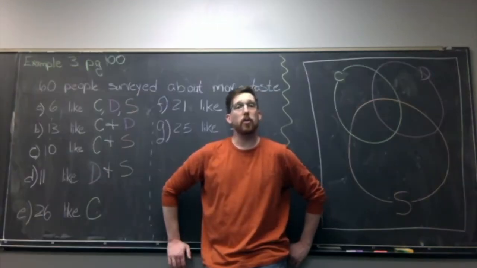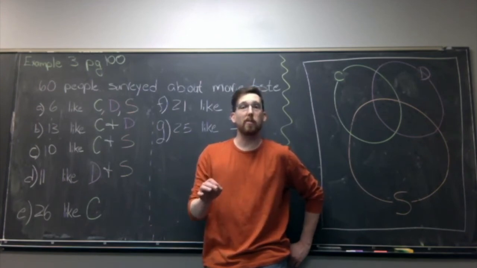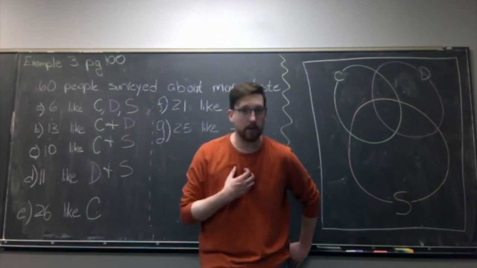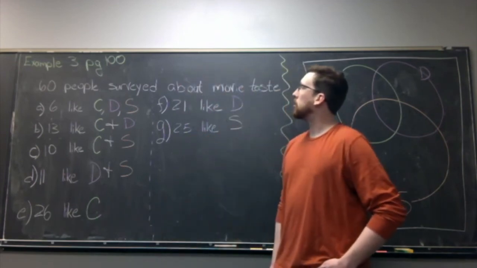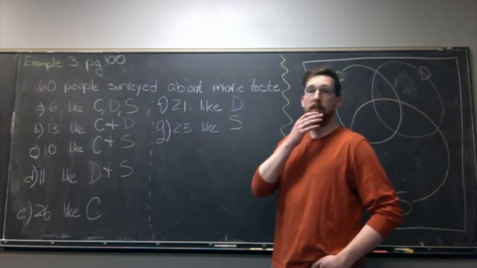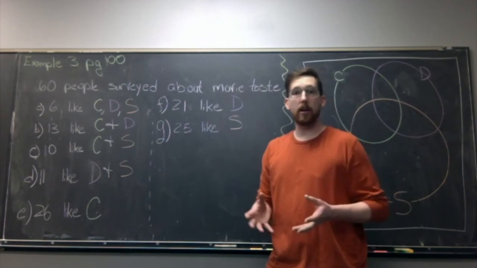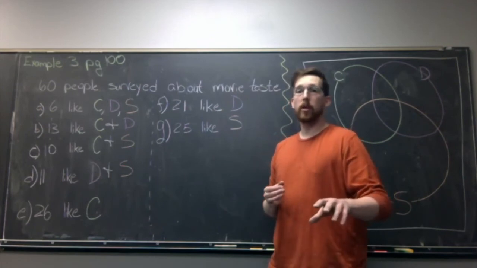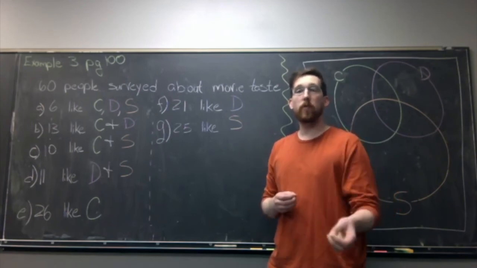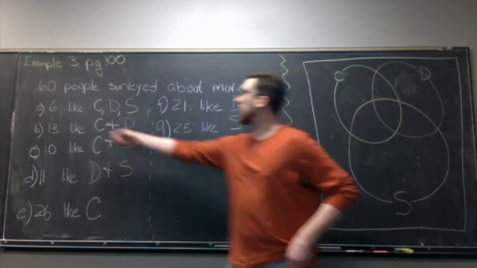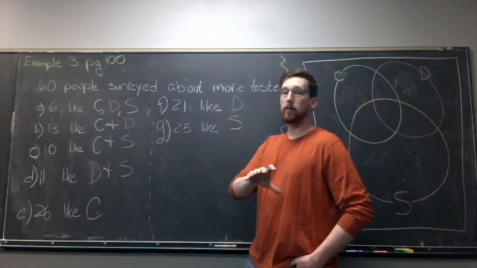For our final example, I decided to pull directly out of the book. In particular, it's example 3 on page 100, or at least that's what it is in my instructor's version. So, what the problem states is we're trying to build a Venn diagram from survey data. In particular, it's a survey of 60 people about what type of movie genres they like. We have comedy, drama, and science fiction, and again, we're surveying 60 people.